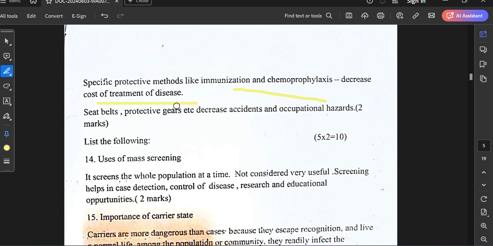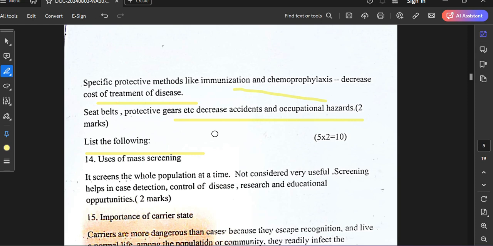Immunization we can do; this is a specific protective method. Chemoprophylaxis we can do; this is another protective method. Seat belts, protective gears, etc. decrease the accidents and the occupational hazards. If you are driving, use the seat belt. While riding a motorbike, you should put on the helmet. It is another specific protective method. Protective gears, that is where you are dealing with blood samples, it is very good that you use gloves. Then it will decrease the accidents and the occupational hazards.